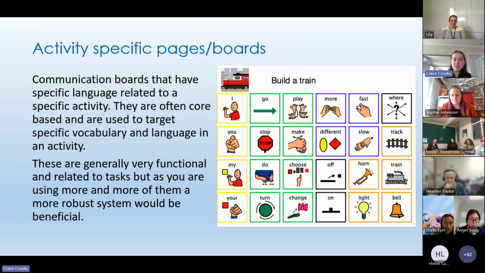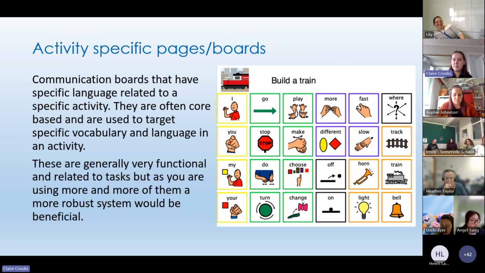Activity specific pages and boards. So they're just our communication boards that have really specific language related to a really specific activity. Fern mentioned at swimming, you'll often find that it's activity boards that are stuck onto the boogie boards because it's all the words for swimming that you'll need in that time, or the feelings around swimming.